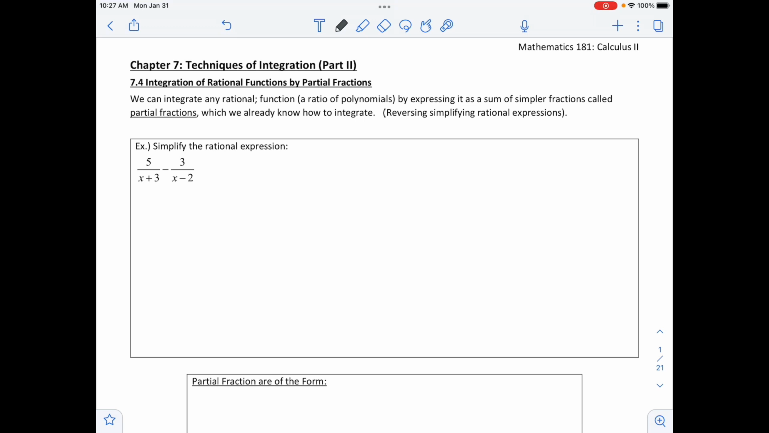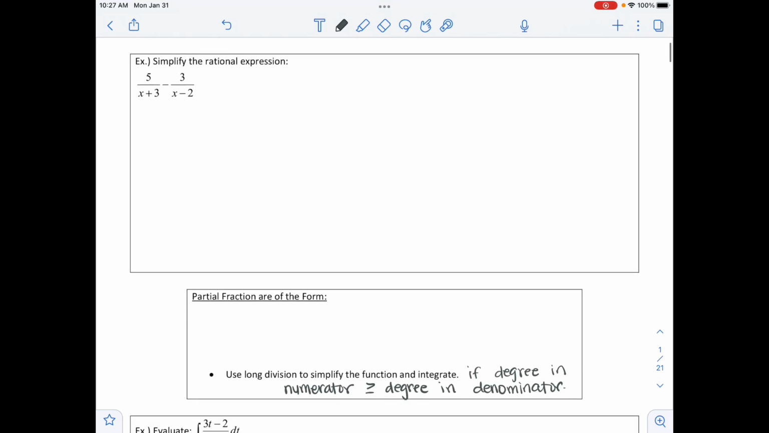It says simplify the rational expression. This is an algebra problem that we are looking at, no calculus involved right now. So if you were to simplify this, since we are dealing with fractions here, we would have to find a common denominator. And so I'm going to go ahead and multiply the first fraction by x minus 2 over x minus 2. And the second fraction, we would be multiplying by x plus 3 to both the numerator and the denominator.